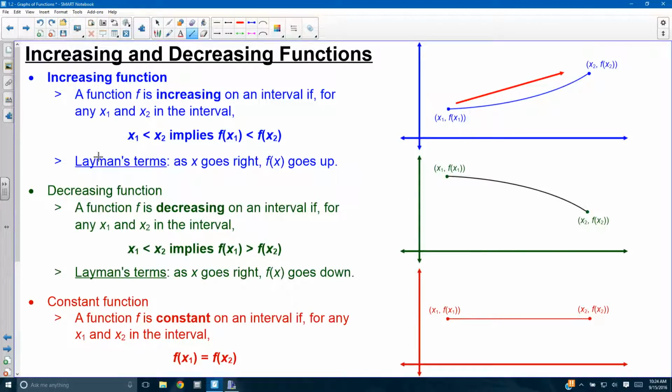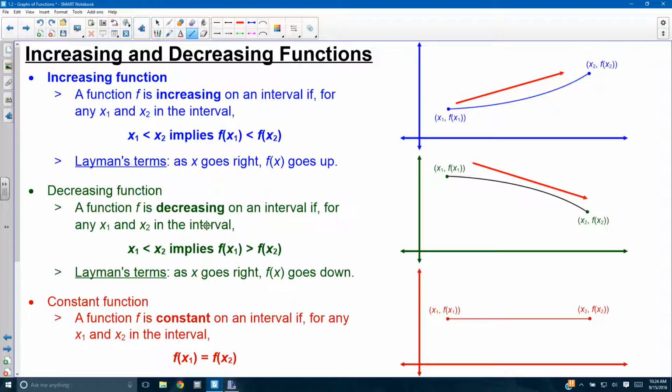Decreasing function. A function f is decreasing on an interval if, for any x1, x2 in the interval, x1 being less than x2 implies that f of x1 is greater than f of x2. So in this case, x1 is a lesser value than x2, farther negative, farther to the left here, then f of x1 is taller, it's farther above, it's higher up, and greater than f of x2, which means we go from top left to bottom right. This is a case of decreasing. In layman's terms, as x goes right, further positive, f of x goes down, becomes more negative. Increasing, decreasing, such as positive slope, negative slope. Now that's just for that specific interval.